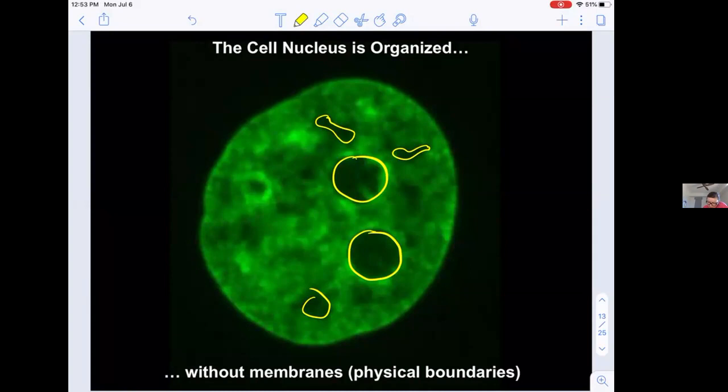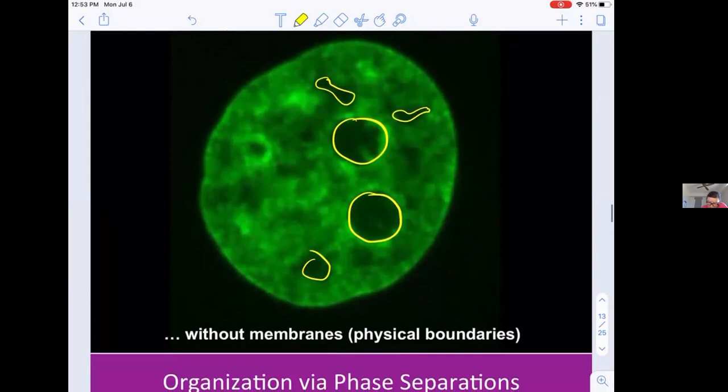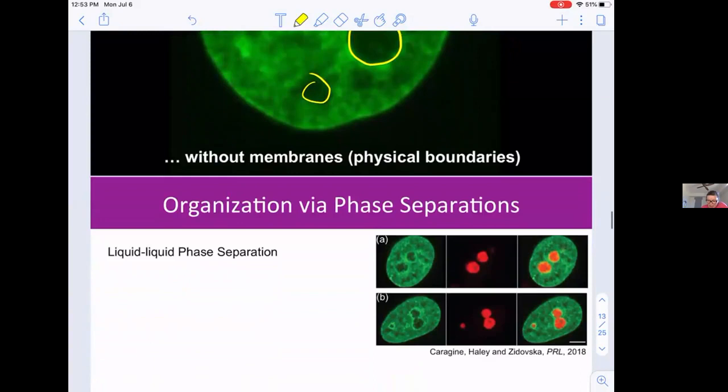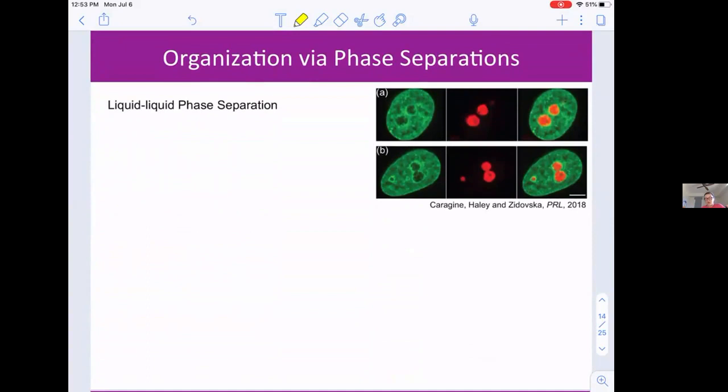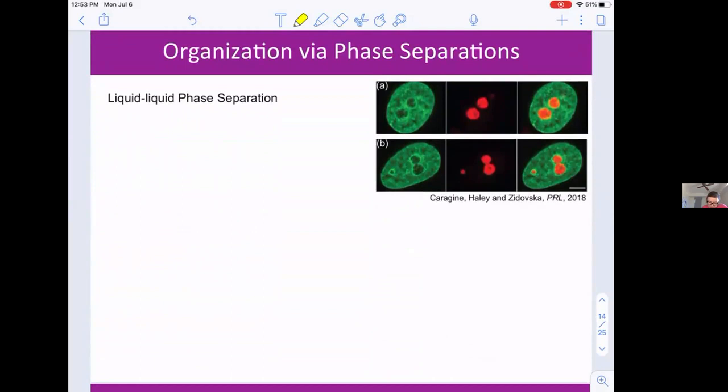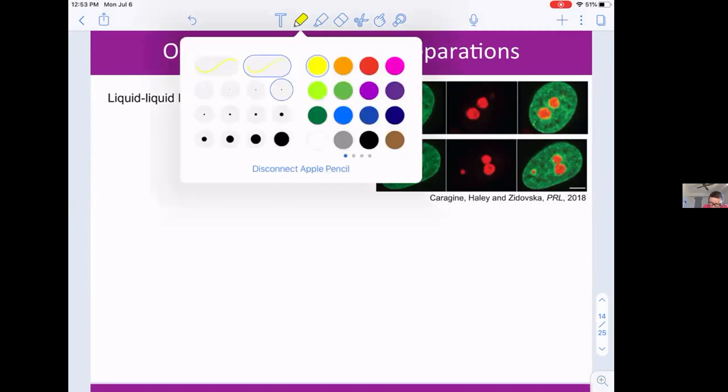I have just drawn here some lines that look like, oh, I do have boundaries. Well, the interesting thing is that what the field has been learning over only the past decade is that organization happens here via a number of different types of phase separations. One example of a phase separation that helps to organize the nucleus is the liquid-liquid phase separation. Liquid-liquid phase separation was introduced by Cliff Brangwynne and Tony Hyman about 11 years ago. And it's a beautiful concept.